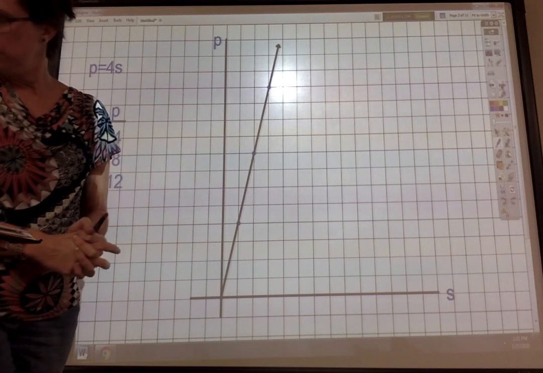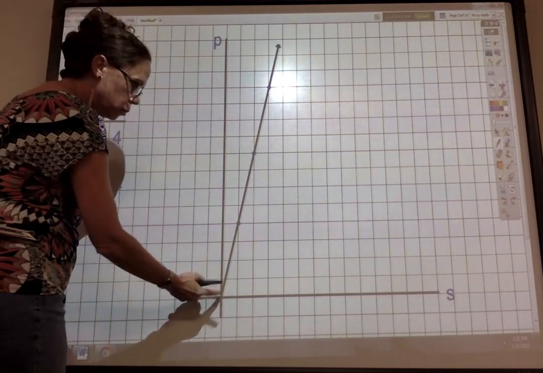Okay, so the coordinates of the endpoint of the ray are the origin, 0, 0.